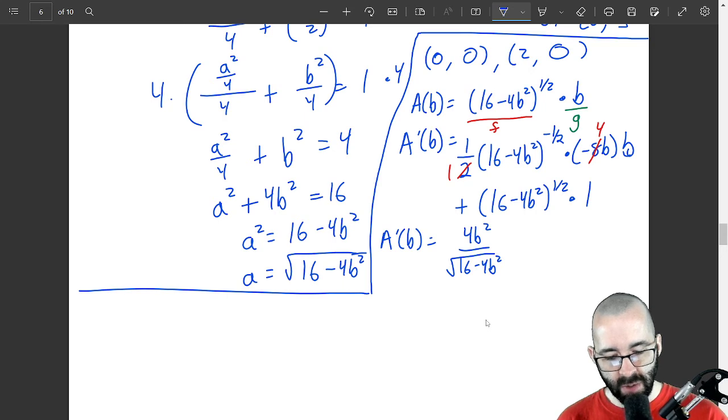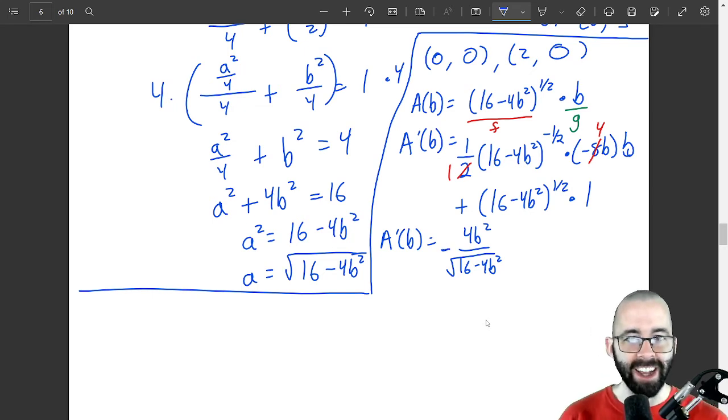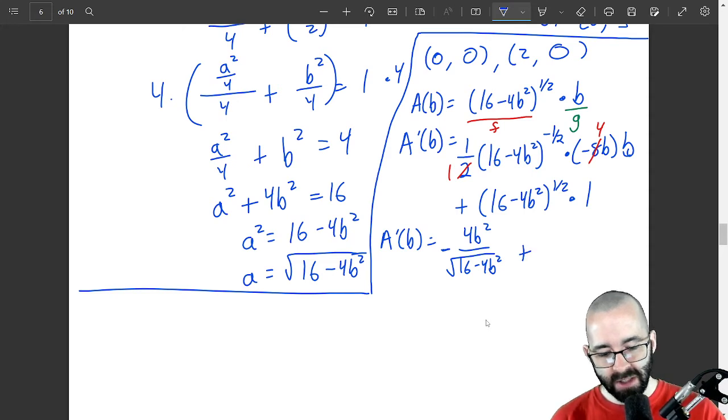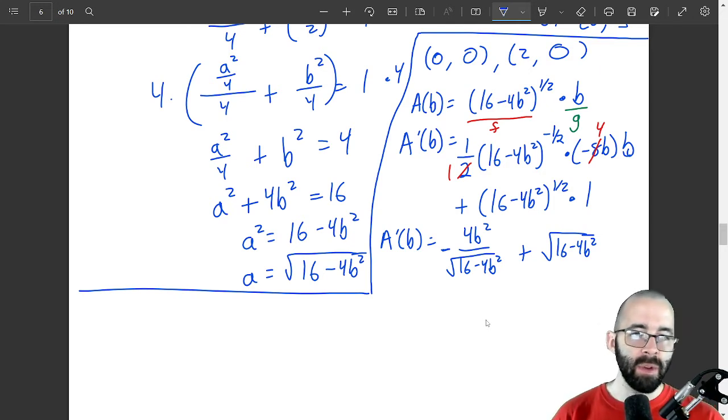Do a double check, make sure we got everything taken care of in that first term. We didn't. We are missing a negative. Good. That's why we check. Plus the other one, which is just the square root of 16 minus 4b squared. Critical points are going to be when this is equal to 0 and when this is undefined.